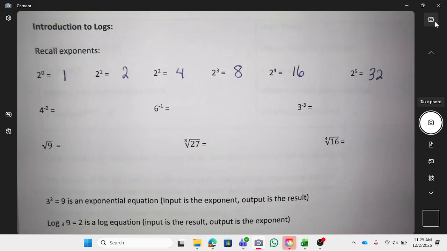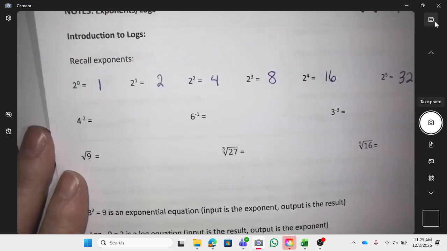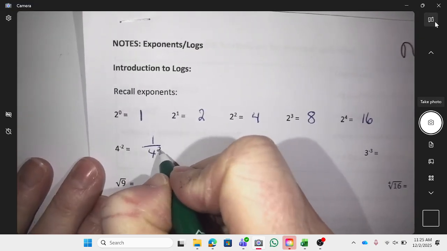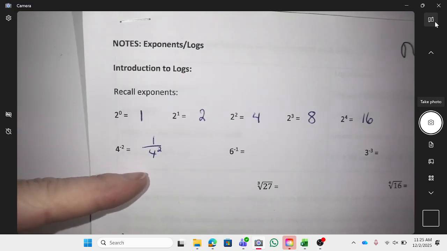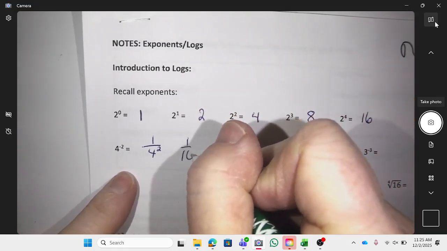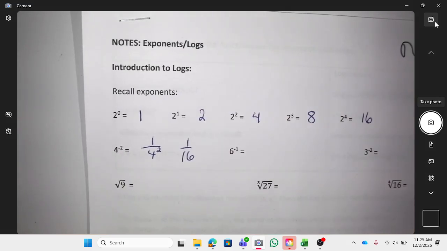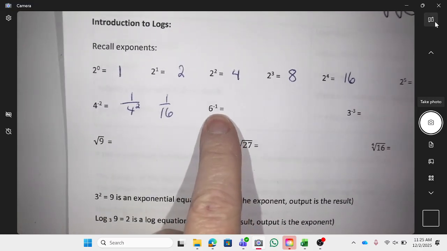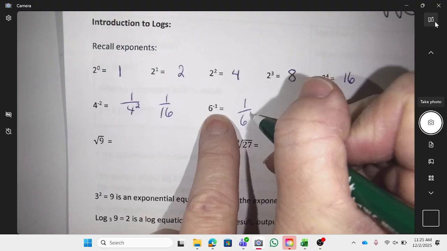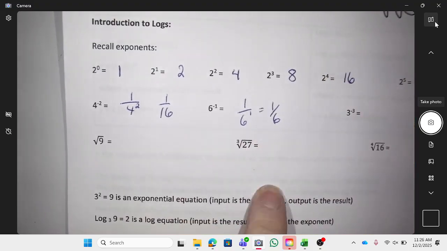Okay, negative exponents. You started this in grade 10, so you should remember the rules. What does a negative exponent mean? It means move it to the other location of its fraction. So that was on a top, so I'm going to move it to a bottom. So this would be 1/16. So what would this be? You'd have to move it. So it would just be 1/6.